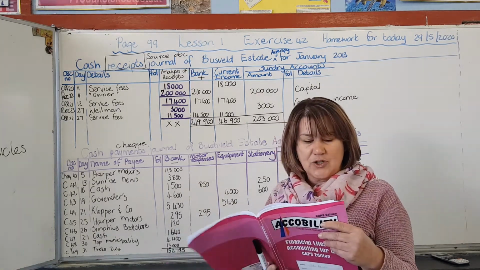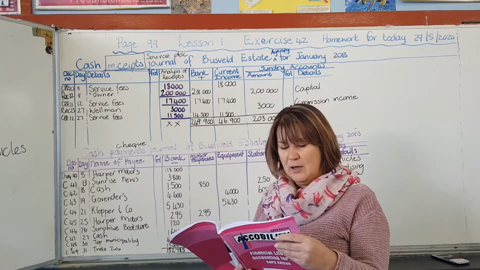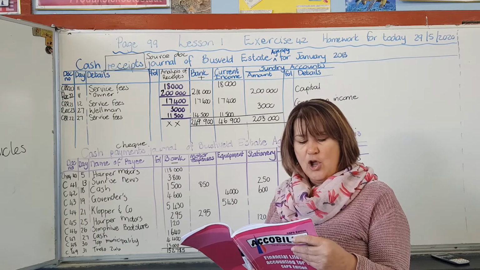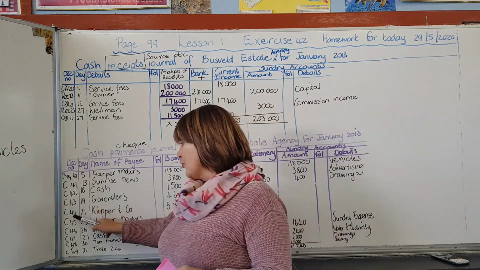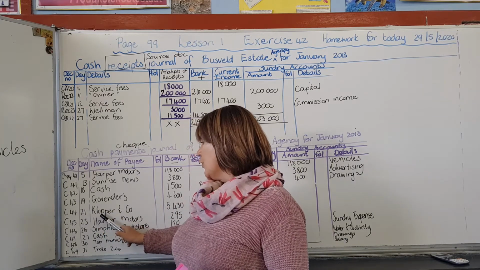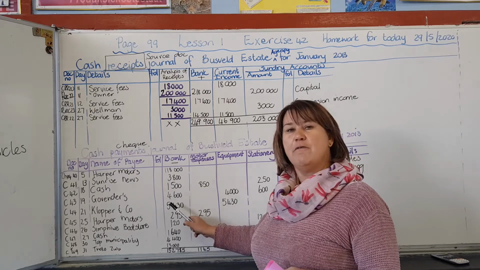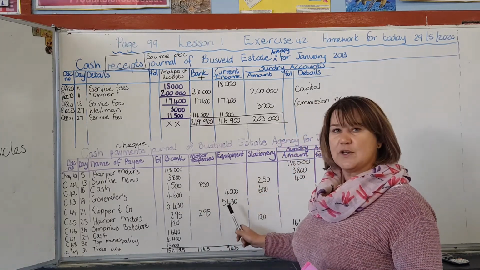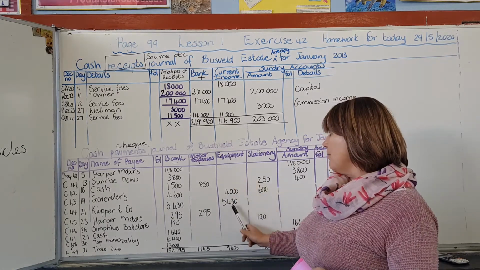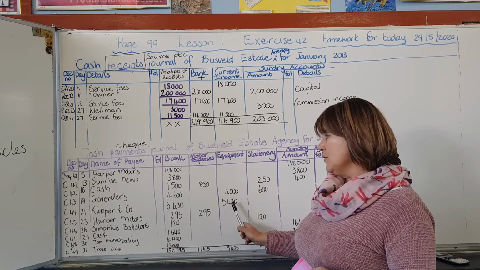Your next transaction, bought equipment by check from Klopper and Co. 5,430. You only purchased equipment. So check number 44, on the 21st, Klopper and Co. Your bank will decrease with an amount of 5,430. And what did you buy from them? You purchased equipment. So you do have an equipment column, so you put the 5,430 in your equipment column.